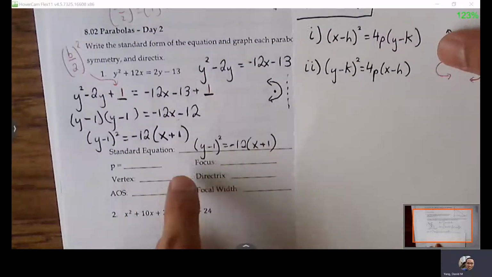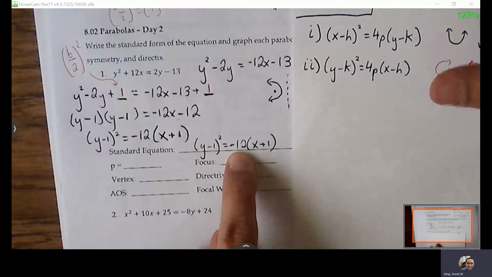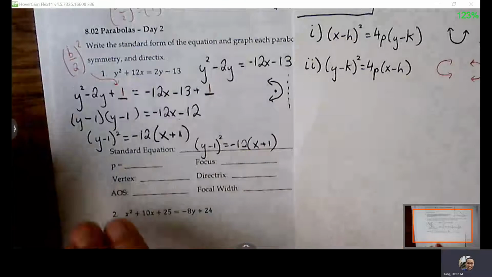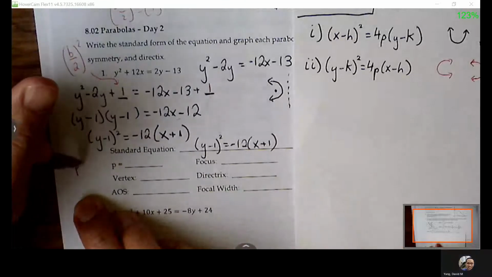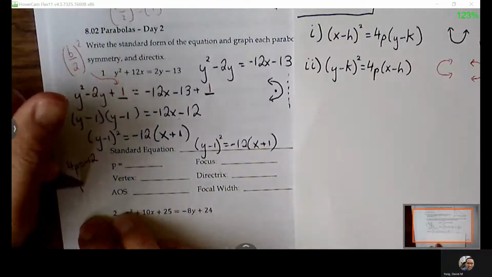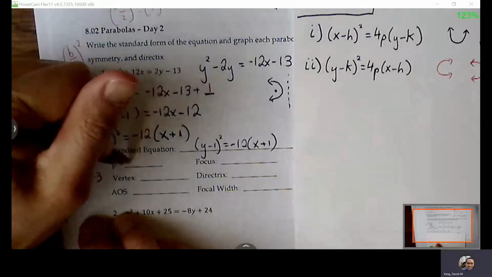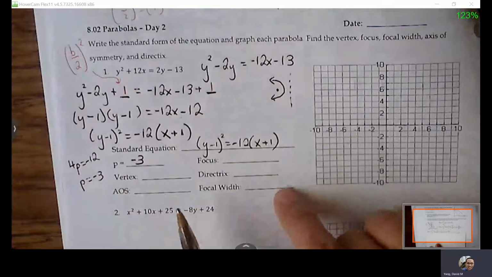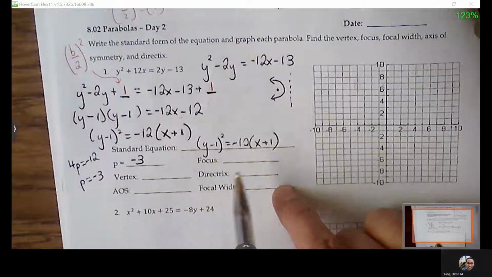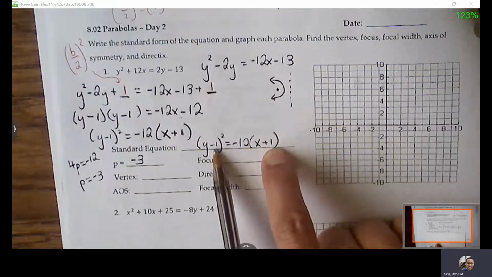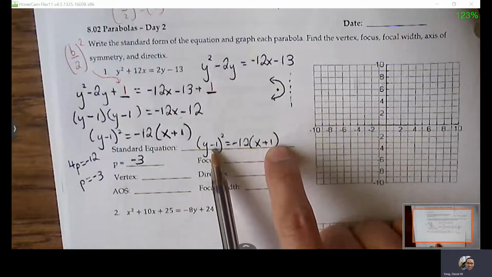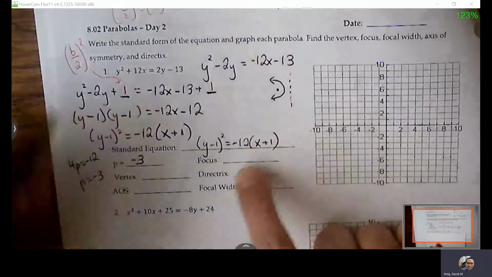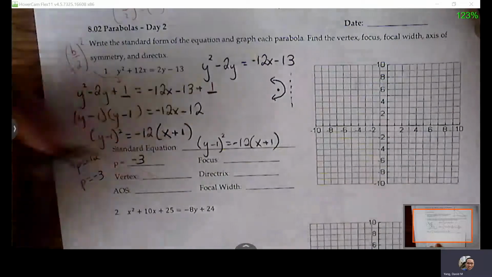Next up, find the p-value. So find the p-value. We set the negative 12 equal to what? Yeah, 4p. Okay. What's the vertex? Negative 1, 1, right? You follow the x first and then go to the y. Negative 1. The h is always with the x, and the k is always with the y. And you always take the opposite sign of what you see inside the parentheses.